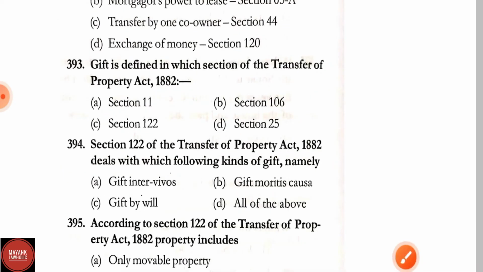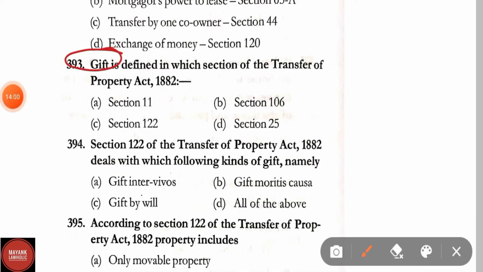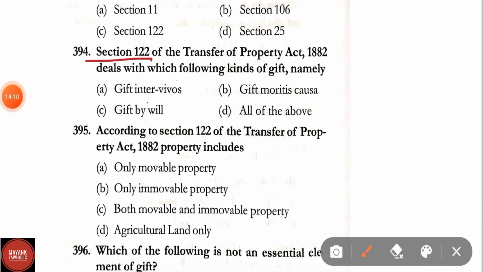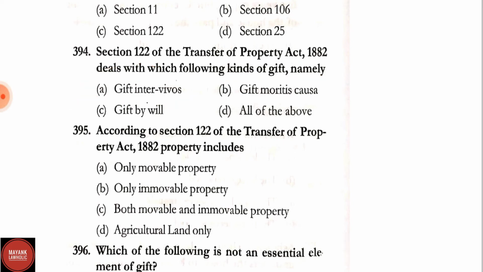Question number 393. Gift is defined in which section of the TPA? Gift is defined in Section 122 of the Transfer of Property Act. Question number 394. Section 122 of TPA deals with which of the following kinds of gift, namely gift inter vivos, gift mortis causa, gift by will, all of the above. Correct answer is option A, that is gift inter vivos.